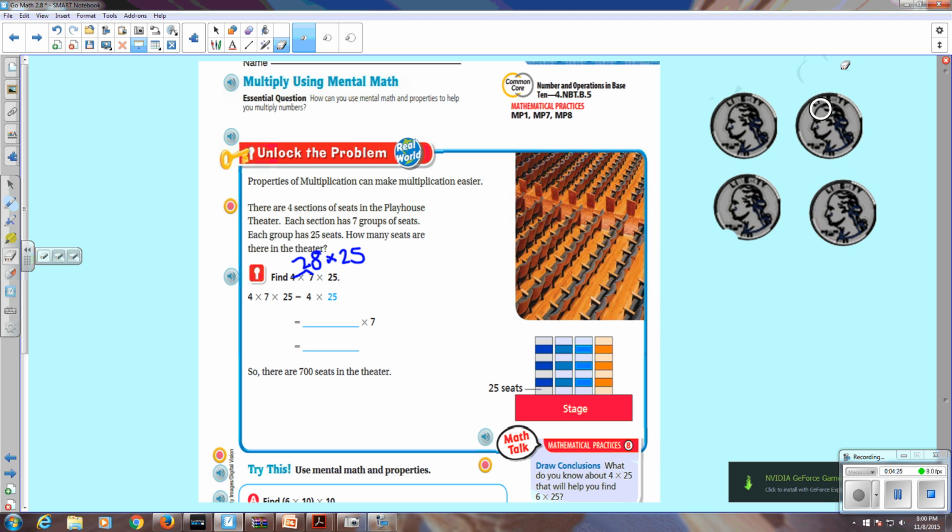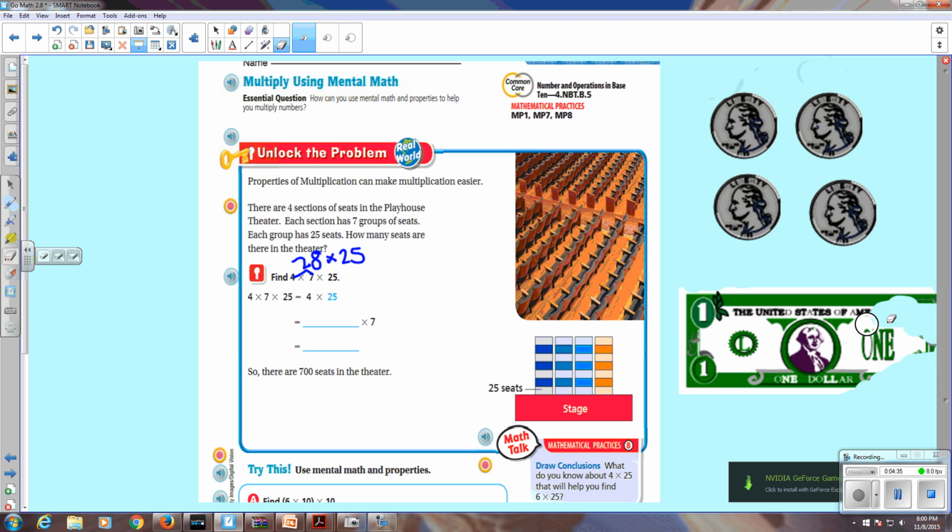And if I put my 4 quarters together, instead of 25 cents plus 25 cents plus 25 cents plus 25 cents, I get $1 or 100 cents. So I know that 4 groups of 25 is 100, right? And that's kind of easy for me. So if I switch the order, instead of doing 4 times 7 times 25, if I did 4 times 25 times 7, I'm using my commutative property. And that makes it easier for me because I know that 4 groups of 25 is 100.